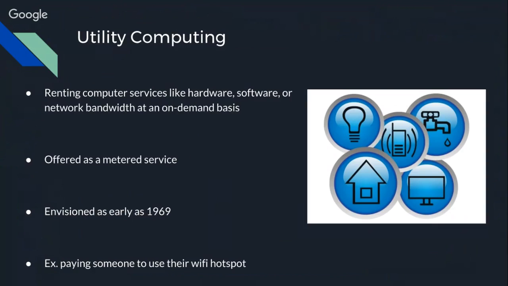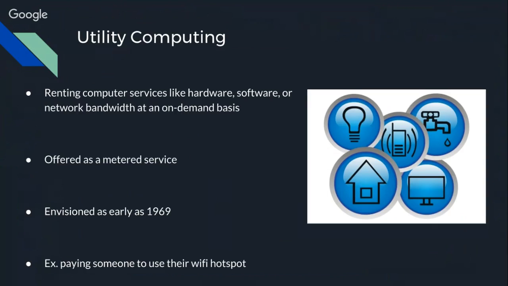And moving on to another advancement in how technology is used is utility computing. Similar to paying normal utilities like water, electric, or gas, computer services like hardware, software, or network bandwidth can be rented on an on-demand basis. This metered service is very efficient because it kicks in only when it's needed.